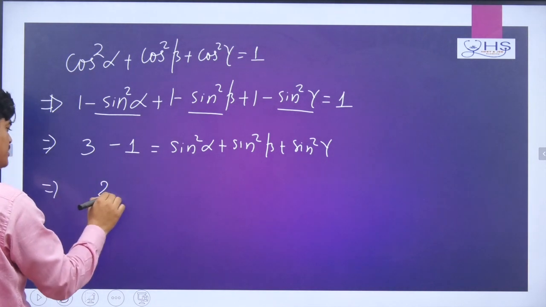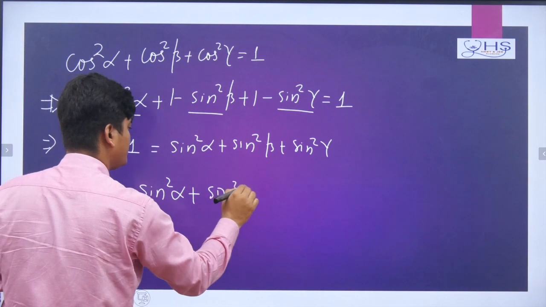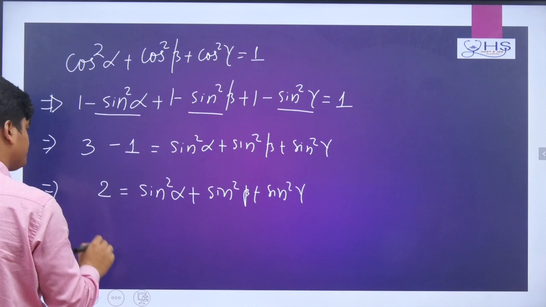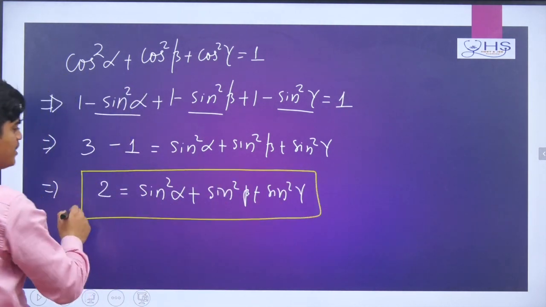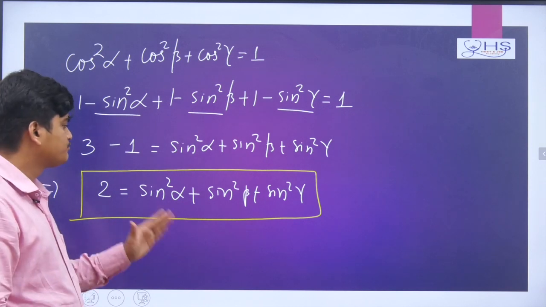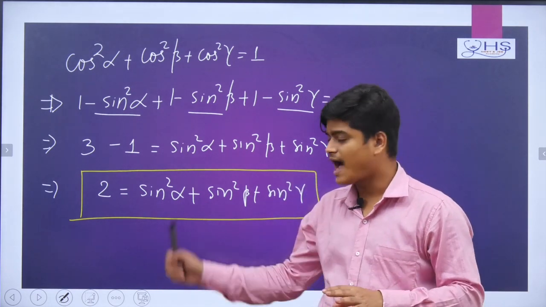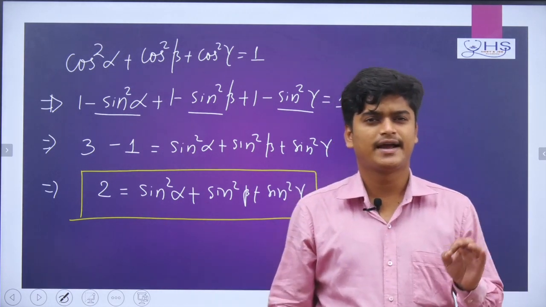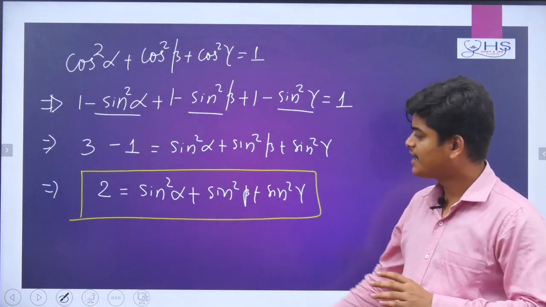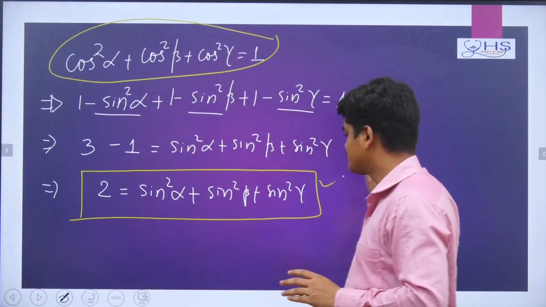Now, 3 minus 1 is nothing but 2. So, you can write 2 equal to sin square alpha plus sin square beta plus sin square gamma. This expression comes from cos square alpha plus cos square beta plus cos square gamma equal to 1. If a vector makes angle alpha with the x axis, beta with the y axis and gamma with the z axis, then the cos square relation will be like this and the sin square relation will be like this.